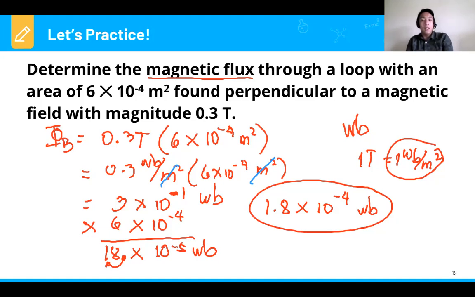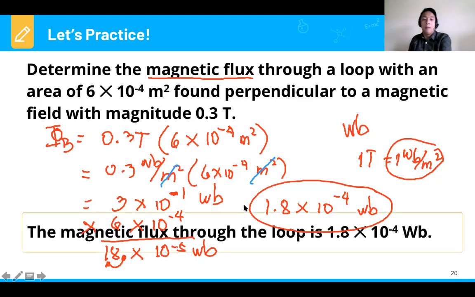Did you understand? Oh, I don't have students, I'm recording. So screenshot this or just replay it so that you understand. Now let's see if we are correct. The magnetic flux through the loop is 1.8 times 10 raised to negative 4 Weber. So we are correct.